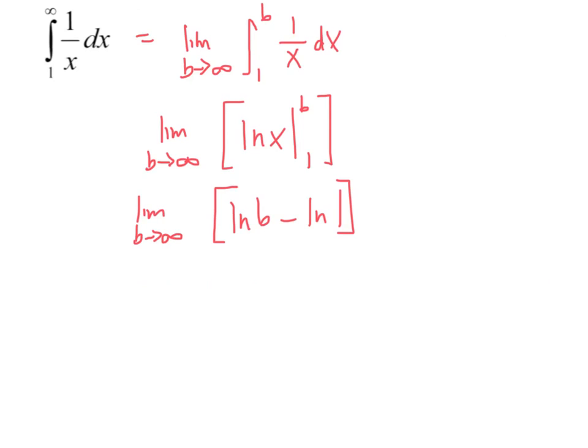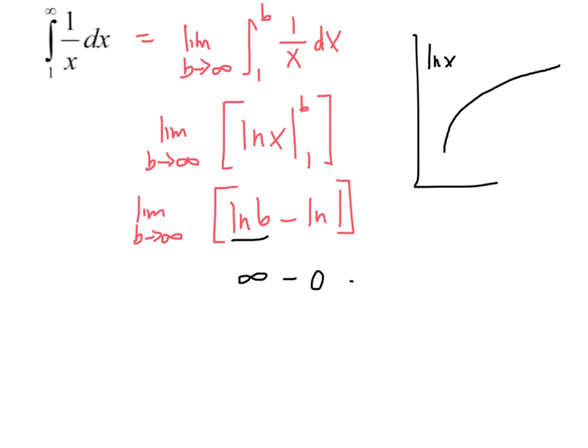Well, okay, the natural log of 1 is 0, but the natural log of something getting larger and larger also gets larger and larger. If you think about the graph of natural log, it looks like this. It just keeps growing. So as b gets larger, this continues to grow. Well, infinity minus 0 is infinity. Here's what that means. There really is no limit. This area, like we said in the previous example, if you kept sliding that bound out, you would just keep growing in area. There wouldn't be a limit.